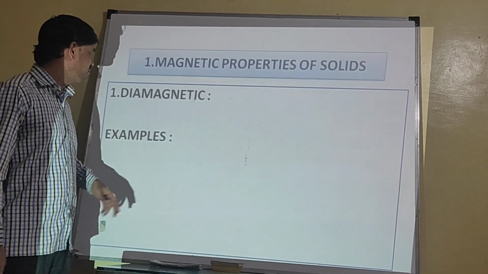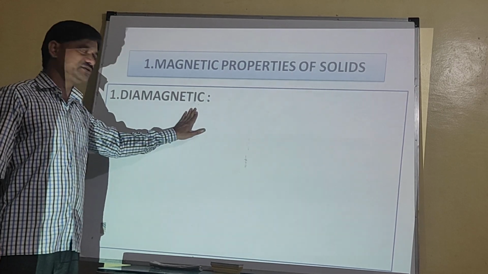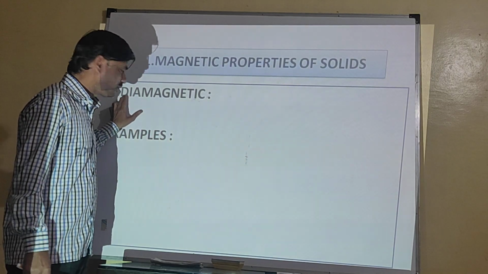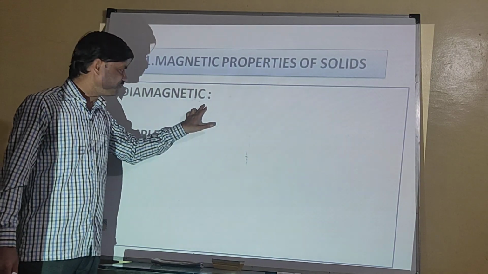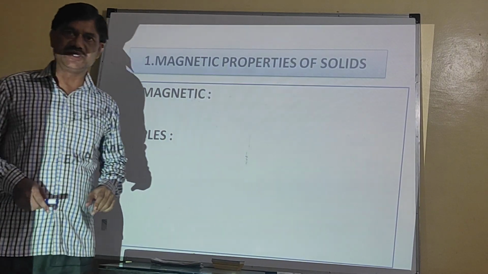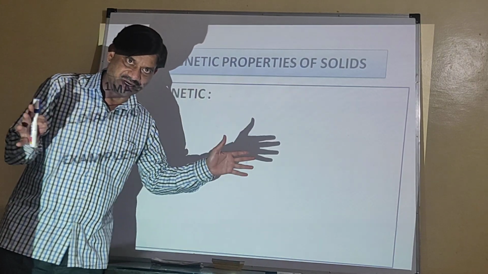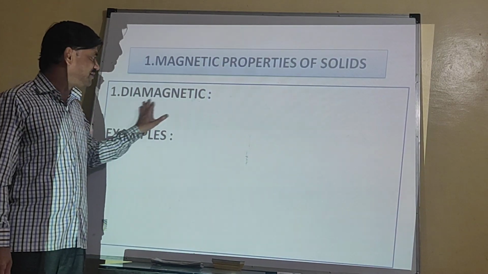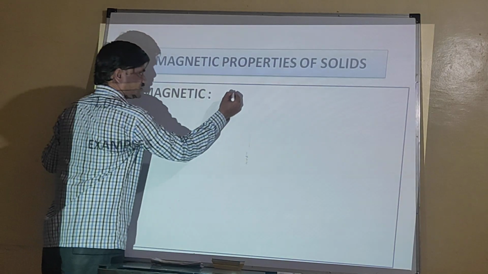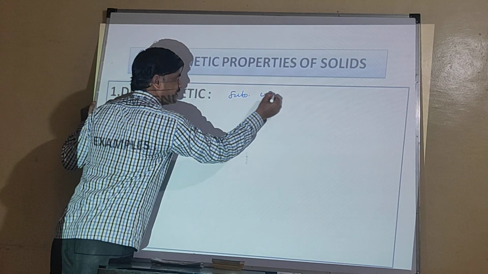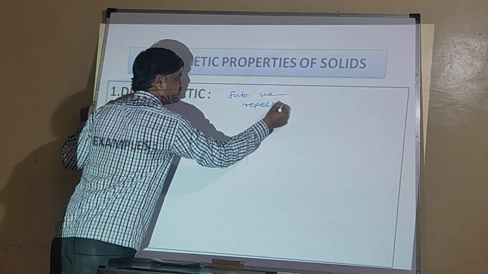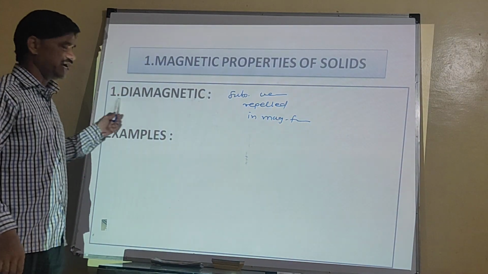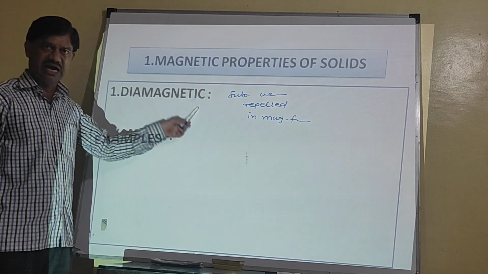Diamagnetism, that is the phenomenon, and the substance is known to be diamagnetic. So remember, which phenomenon are we going to discuss here? Diamagnetism. The phenomenon in which a substance is weakly repelled in a magnetic field is called diamagnetism, and that substance is called a diamagnetic substance. So remember here, the substance is weakly repelled in which field? Magnetic field. That kind of phenomenon is known to be diamagnetism and the substance is known to be diamagnetic.